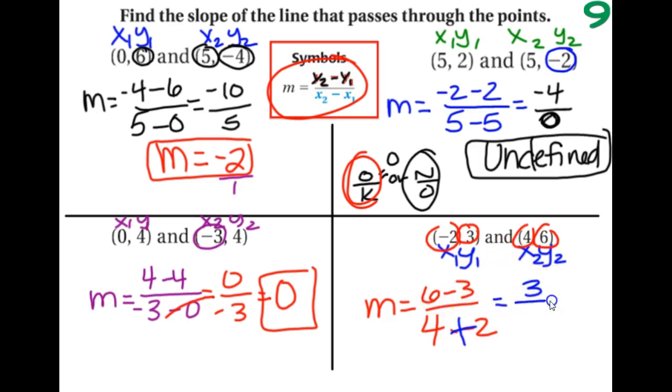6 minus 3 is 3. 4 plus 2 is 6. And we can simplify that by dividing by 3. And we get 1/3.